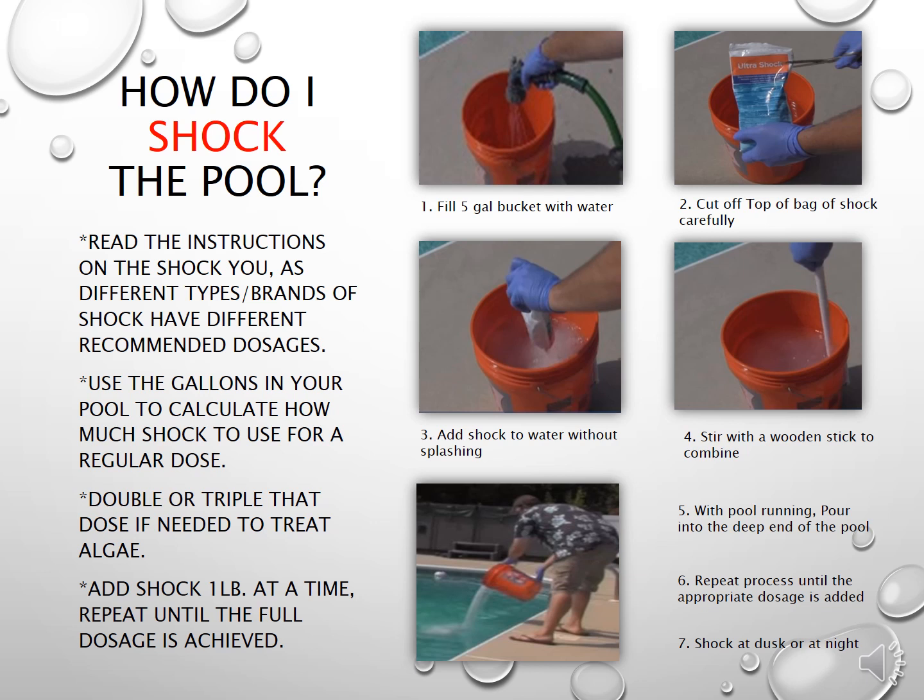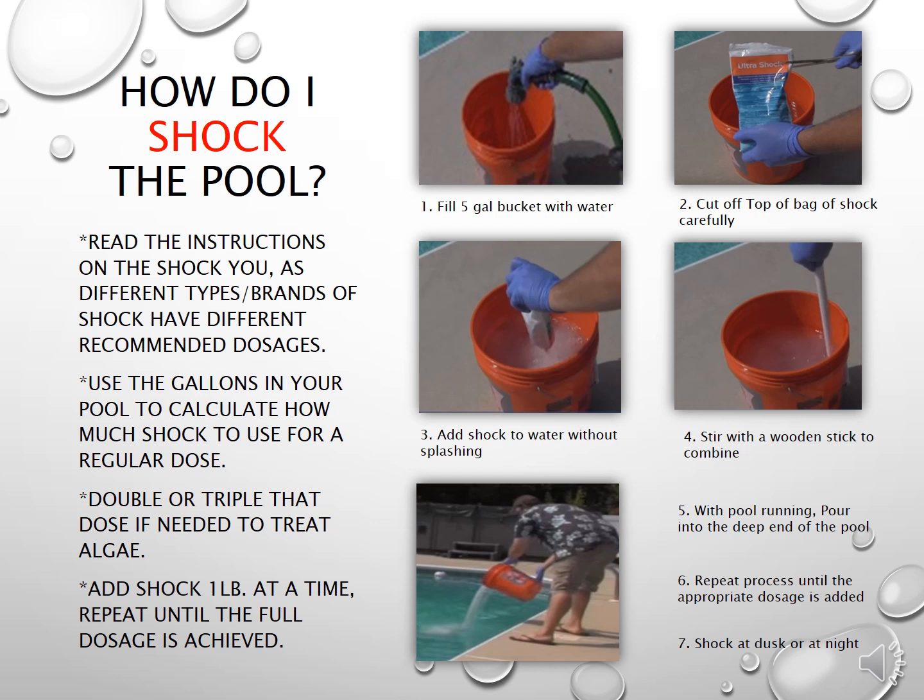Most of the instructions in treating algae are pretty self-explanatory, but you may be asking yourself, how do I shock the pool? First, read the instructions on the shock that you buy. Different types and brands have different recommended dosages, such as 1 pound for every 10,000 gallons or 1 for every 8,000 gallons. Use the gallons in your pool to calculate how much shock to use for a regular dose.